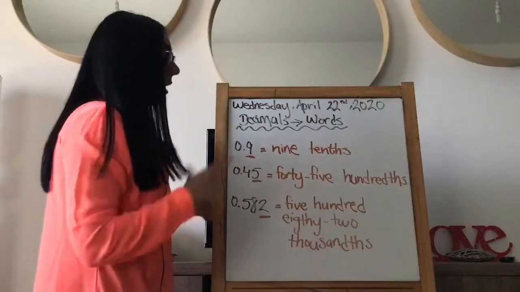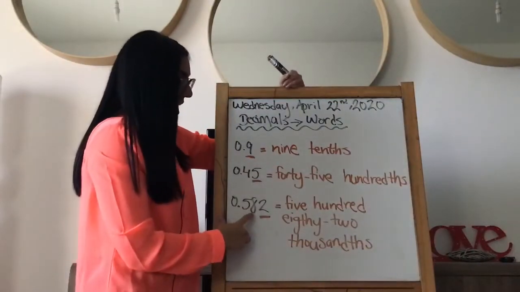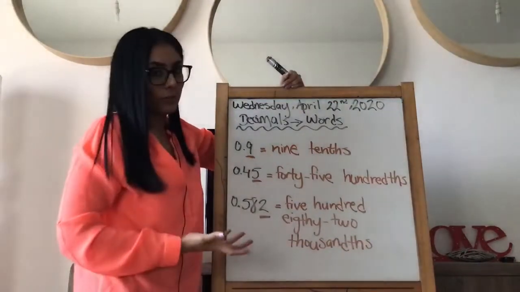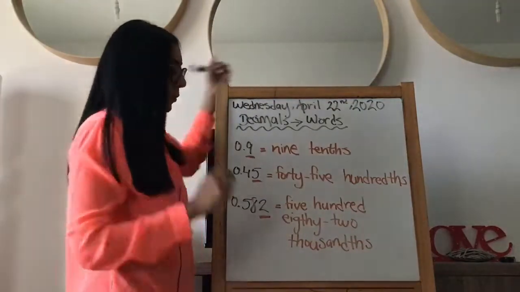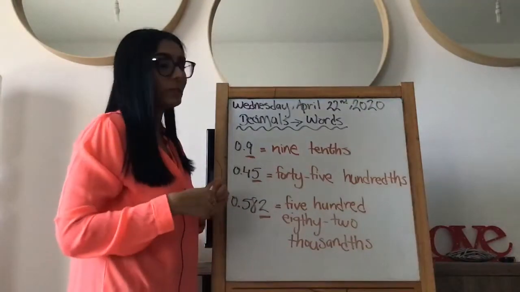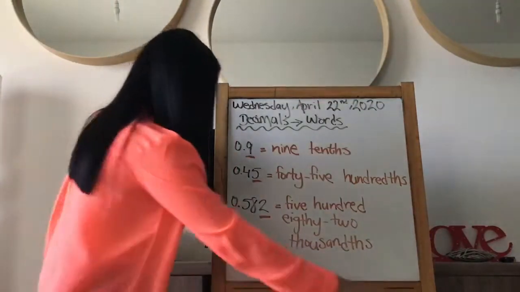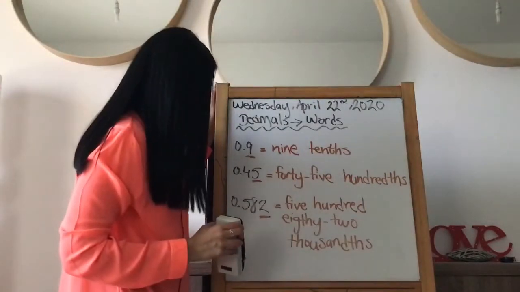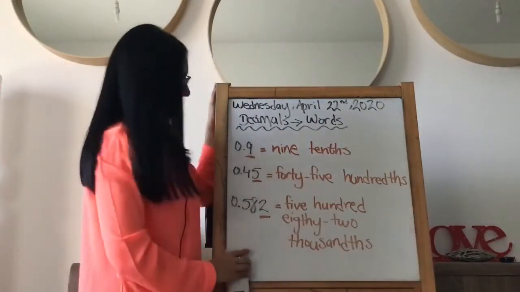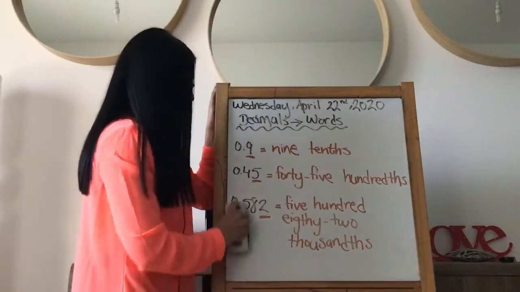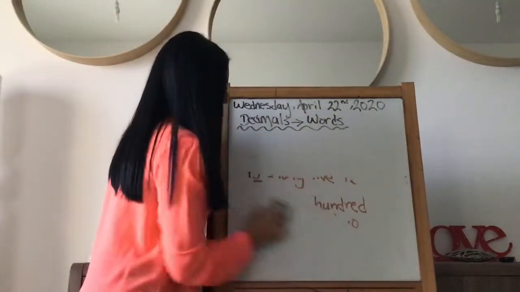Easy enough. And please don't write down 582 and. Do not put and. I'll tell you why in a few moments. The only time you should ever be putting and, I'll tell you that in just a second. Okay, so far so good?